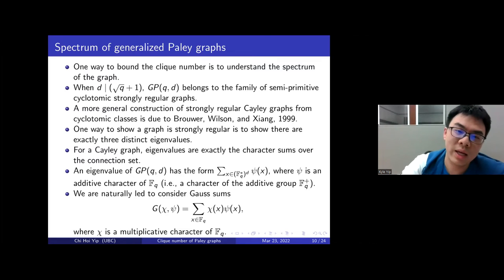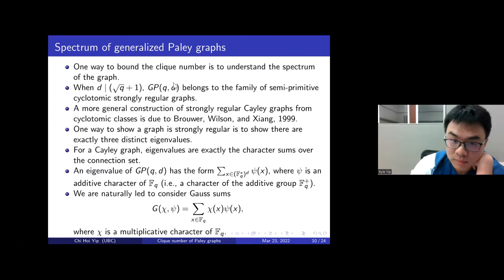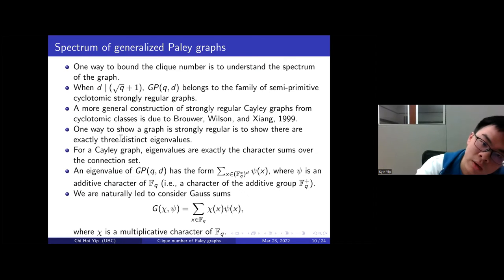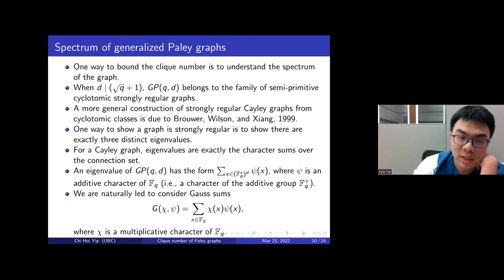Basically, in that case, the connection set can be viewed as a union of cyclotomic classes. So we can just apply a result by Brouwer, Wilson, and Xiang in 1999 to show that this graph is strongly regular. And in their paper, the proof that this kind of graph is strongly regular is that they proved that the spectrum of this kind of graph is very simple, because we can show that there are exactly three distinct eigenvalues.